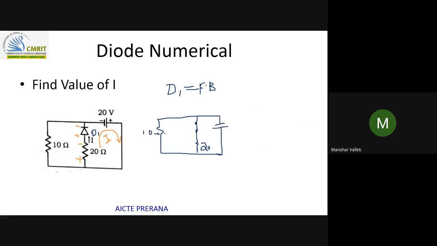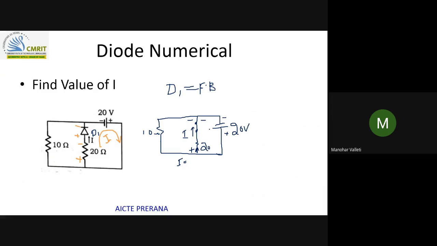Ten ohm, 20 volts. Fine. Simply, obviously, this is the minus polarity of this battery, the plus polarity of this battery, and current is also entering here. So I equal to 3 amps. 3 amps.